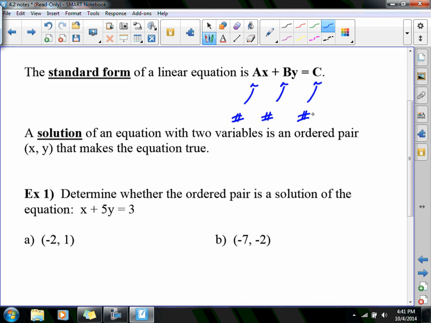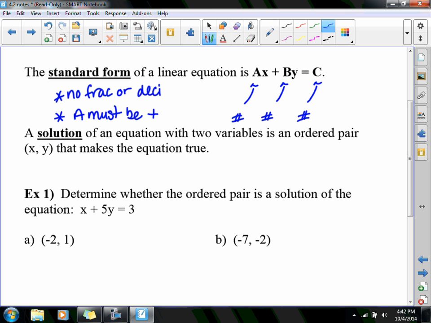It could be positive numbers, they could be negative numbers. However, we don't want any fractions or decimals. And a must be positive. So those are the two guidelines that we have to follow when we're dealing with standard form. Those guidelines aren't as much of an issue in some of the other forms that we'll be working with, but for now, when we're starting with standard form, those are just the rules that we have to follow.